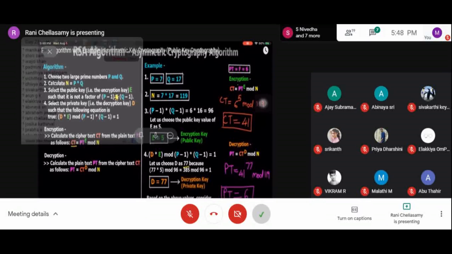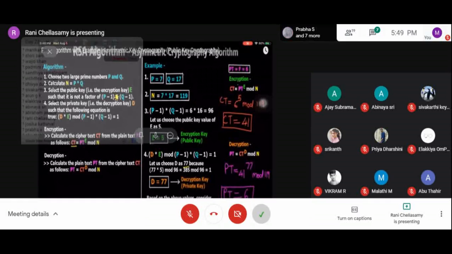First, you have to choose the two prime numbers p and q. Second step, you have to calculate the RSA modulus, that is n equals p cross q. After finding the n value, 7 into 17, we'll get the n value as 119. Next, third step, you have to calculate the encryption key, that is E. Select the public key or the encryption key, the E value.